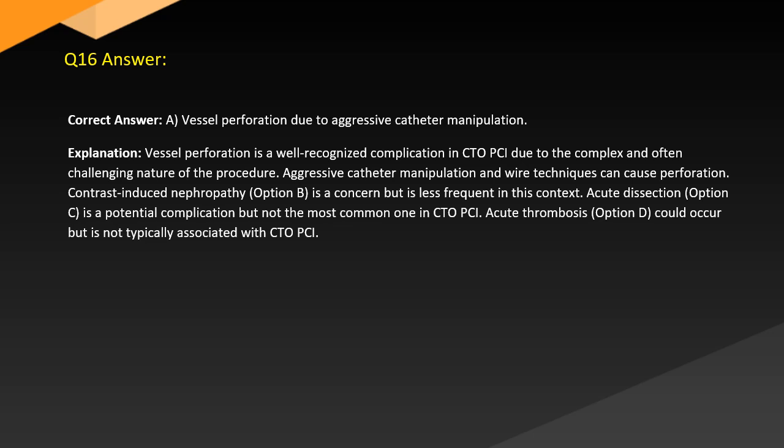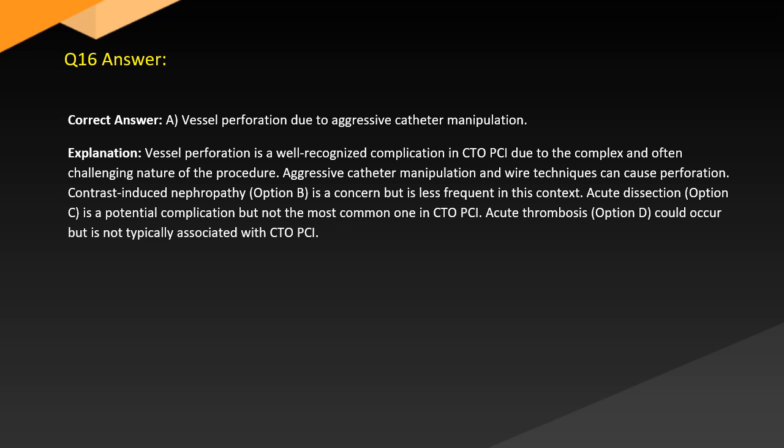Answer. Correct answer A. Vessel perforation due to aggressive catheter manipulation. Explanation. Vessel perforation is a well-recognized complication in CECI due to the complex and often challenging nature of the procedure. Aggressive catheter manipulation and wire techniques can cause perforation.